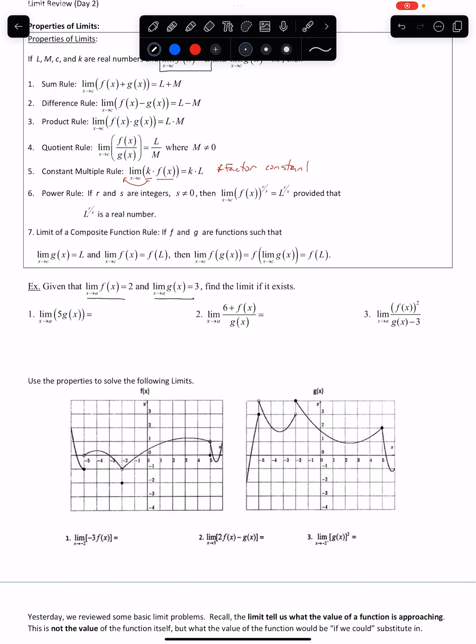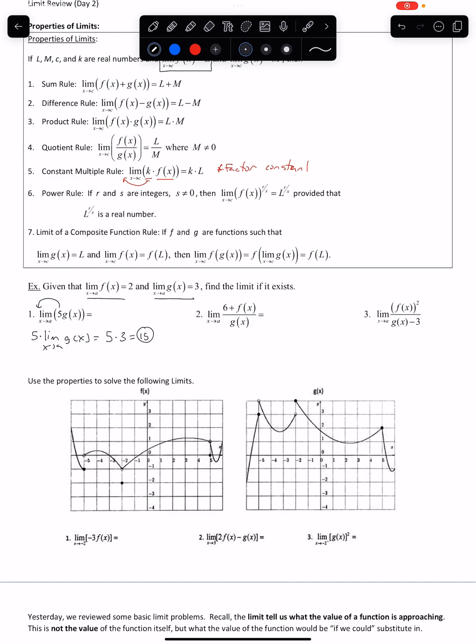So here, we're taking the limit as x approaches a of 5 times g of x. Well, we're going to rewrite this as 5 times the limit as x approaches a of g of x. That's that constant multiple rule. So we can factor the 5 out. There it is, our constant multiple rule. So that's like this little property right here. And now we can go through and simplify this. This is 5. g is approaching 3, so we're going to get 15.